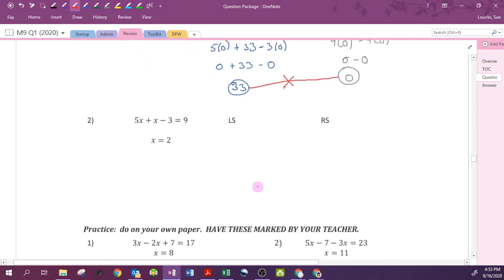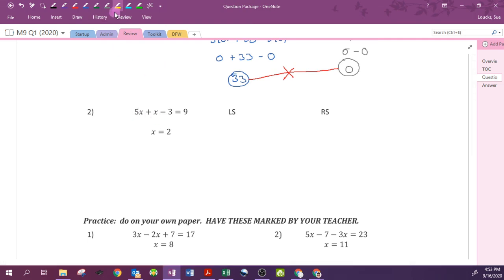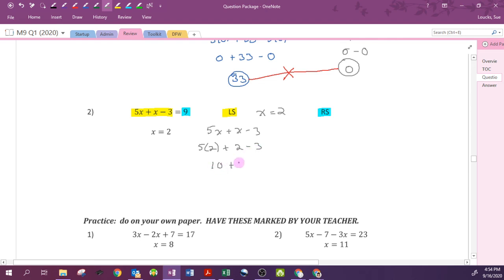Okay, let's do another example. My left side is everything here, and my right side is everything to the right of the equals sign. And I think that x equals 2. So the left side of my equation is 5x plus x minus 3, which is 5 times 2 plus 2 minus 3, which is 10 plus 2 minus 3, which is 12 minus 3, which is 9. And the right side of the equation, oh look, the right side was just 9.